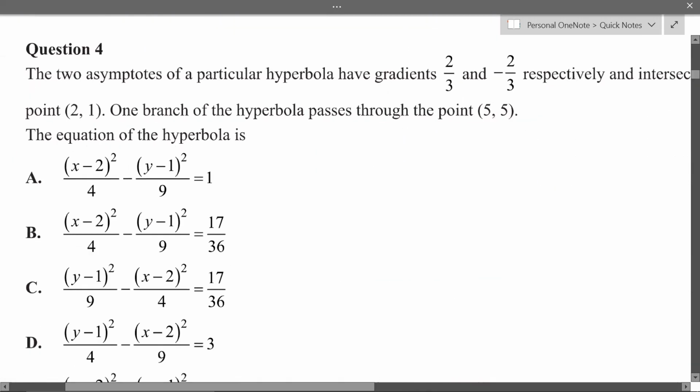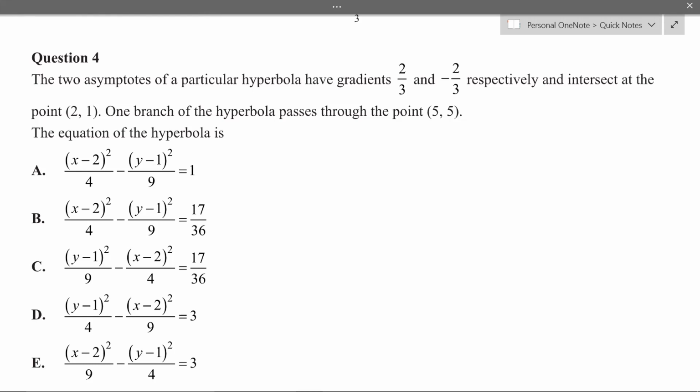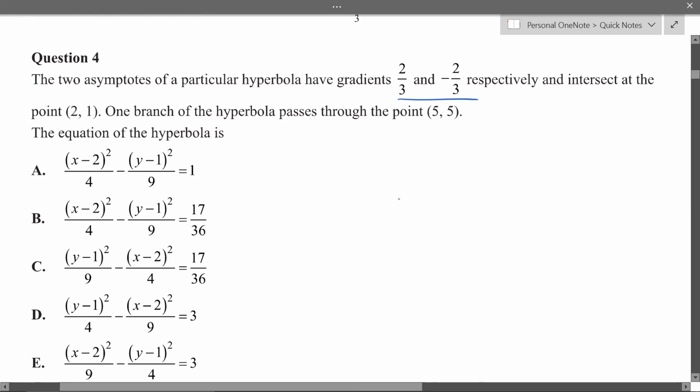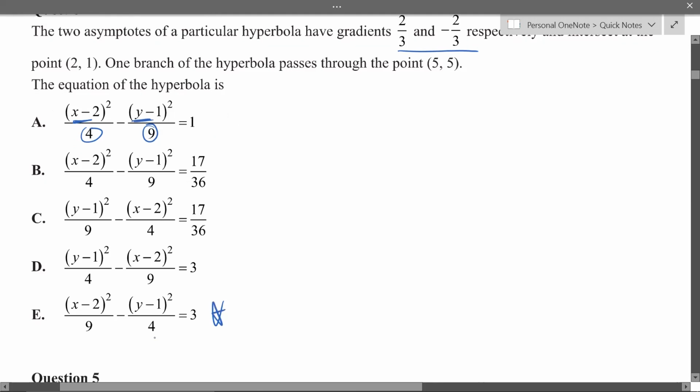So question 4, asymptotes are given like this, and it's asking you what the hyperbola is. The first thing to look at is the gradients. The gradients have to be made by the number under the y over the number under the x. So if we test from the bottom, as I said to do, it works out because we have 4 and 9, so square root 4 on square root 9 is 2 on 3. So that matches. For this one, it also matches.